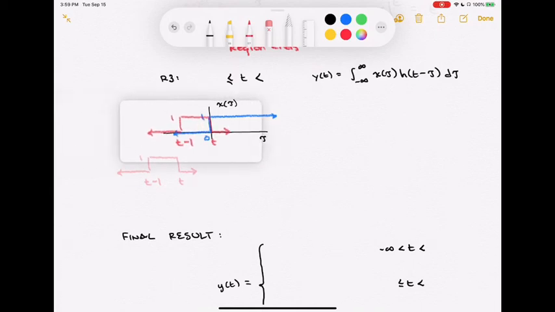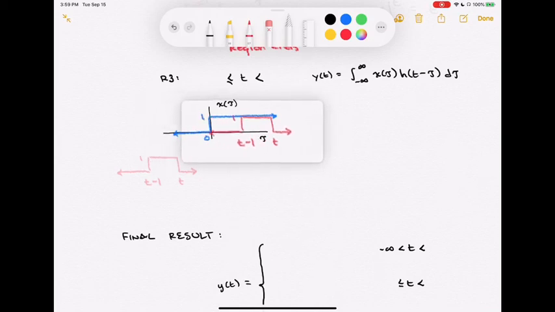When t hit 0, we transitioned to a new region. That was region 2. That was when this pulse, this red guy, is entering x of tau, that unit step looking function. That happens starting at t equaling 0. That's when the overlap first starts. And it continues until that edge, t minus 1, is perfectly lined up with the left edge of x of tau. That's at t minus 1 equaling 0, or t equaling 1. After that, we're going to be in region 3.